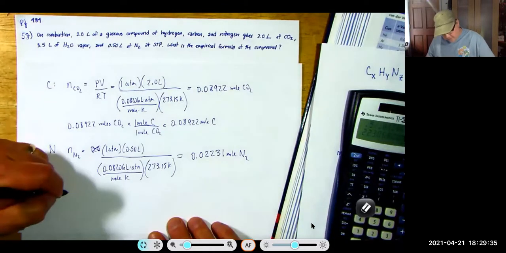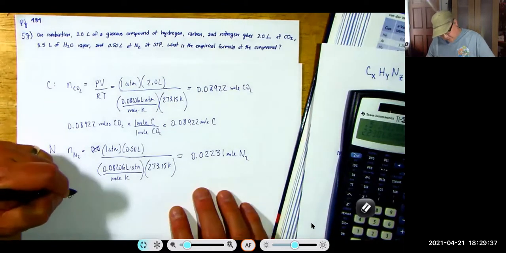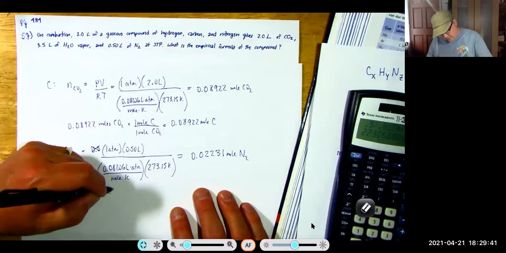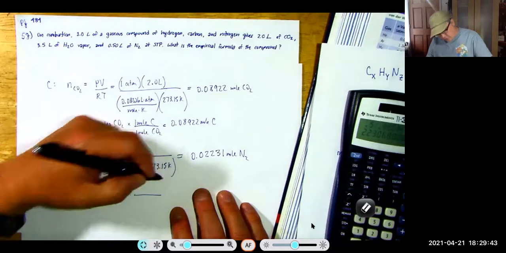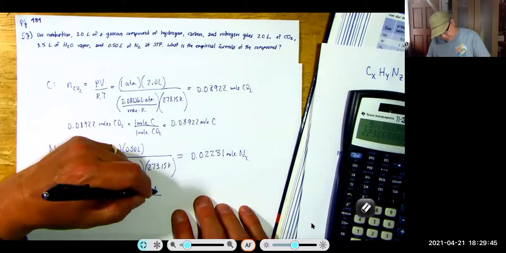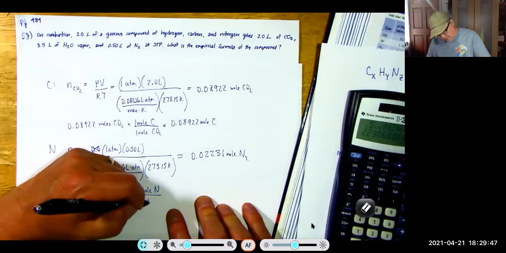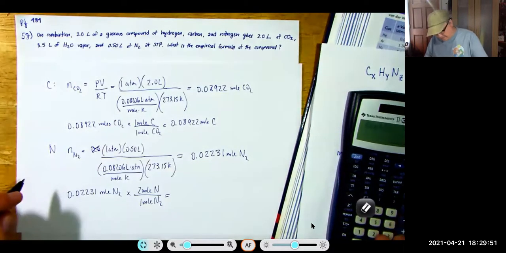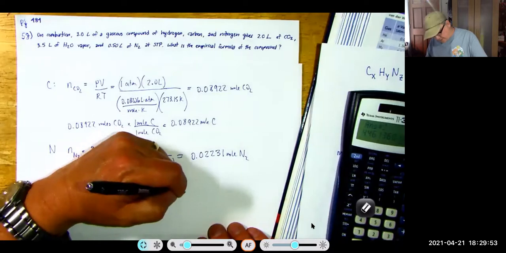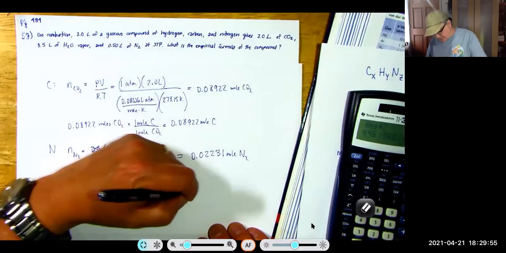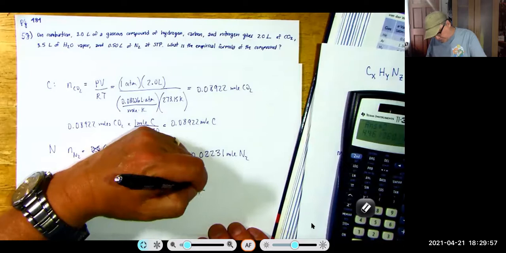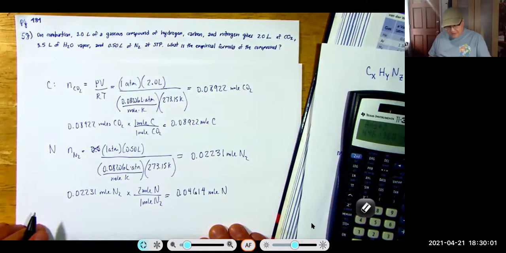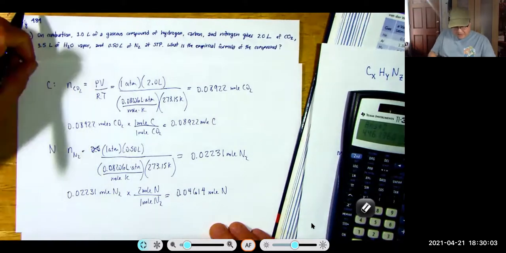So to get the moles of nitrogen, I'm going to say 0.02231 moles of N2 times 2 moles of atoms of nitrogen per 1 mole of N2. So here I get 0.04614 moles of nitrogen. And now we do the same thing for hydrogen.